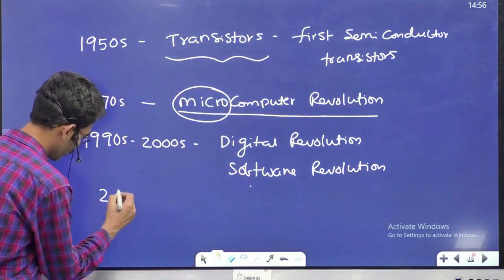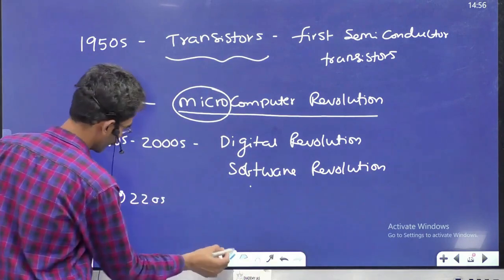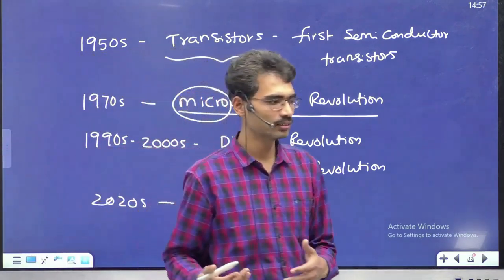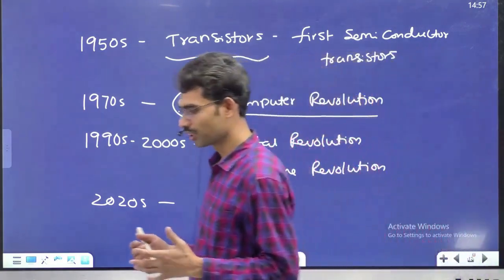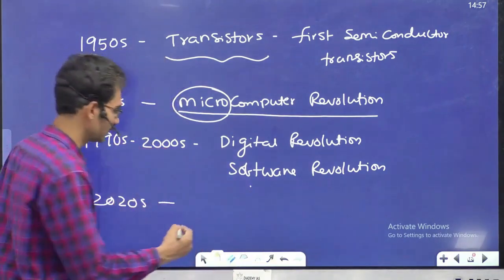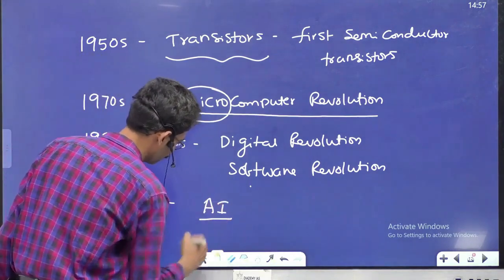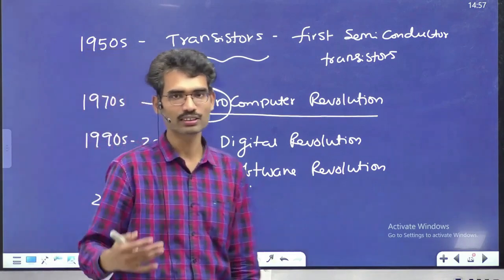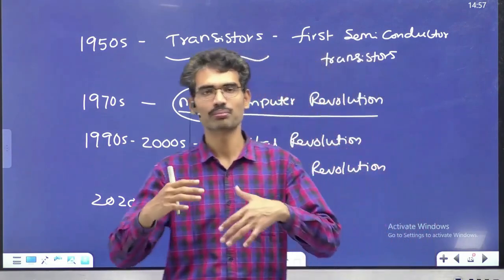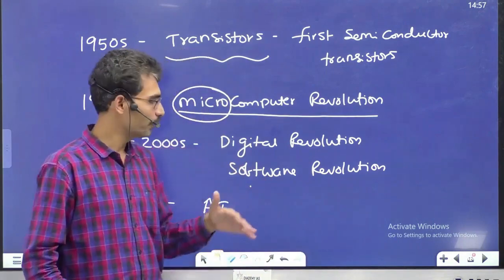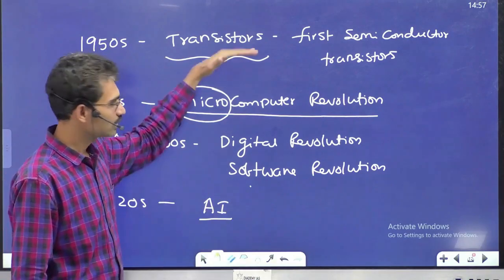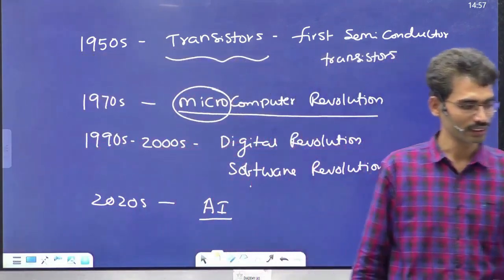From the 2020s onwards, we are at the beginning of a new stage that we call artificial intelligence. It has been talked about for many decades, but in this decade we have just started seeing results. It will take some time, maybe in the 20s, 30s and 40s, like the digital and microcomputer revolutions, we may see an artificial intelligence revolution. Maybe after 10 or 20 years it will completely transform, but we are already seeing results. This is how we can see the evolution of computers.